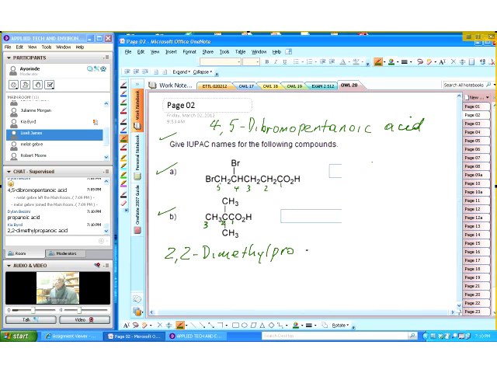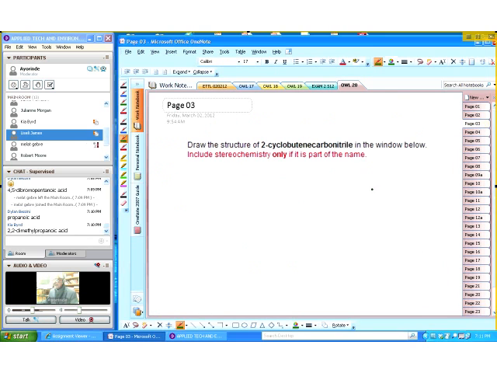2,2-dimethylpropanoic acid. I see that you guys do not have any problem with nomenclature. That is good. Okay, now let us name this here.